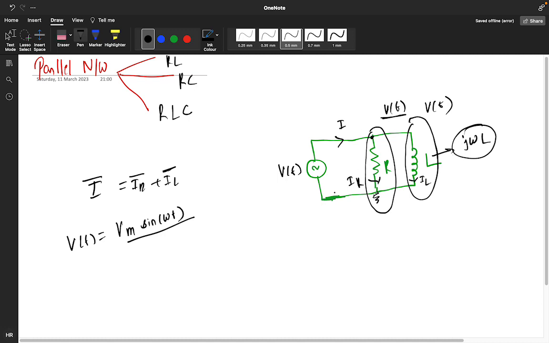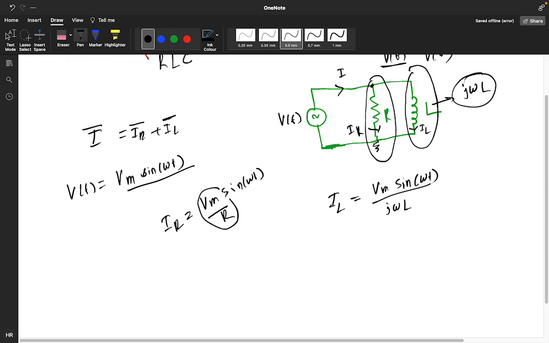So what will be the current IR? IR is equal to Vm sine omega t by R. And what will be the current IL? Same voltage is there, so Vm sine omega t divided by j omega L. Okay, so these things I am assuming as Im sine omega t, and this particular IL can be assumed like this, Vm by omega L.